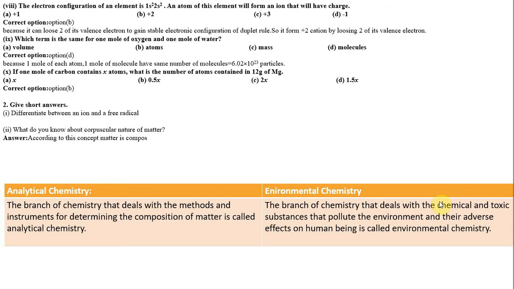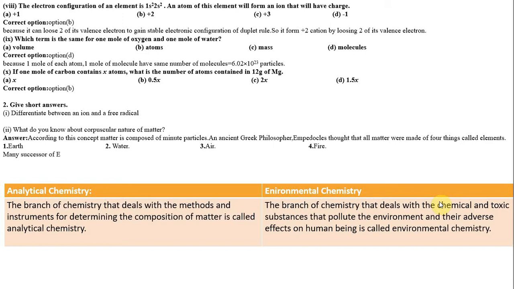According to this concept, matter is composed of minute particles. An ancient Greek philosopher, Empedocles, thought that all matter was made of 4 things called elements. These are earth, water, air, and fire. Many successors of Empedocles, like Aristotle and Plato, adopted this concept of 4 elements. This concept of 4 elements existed for more than 2000 years.